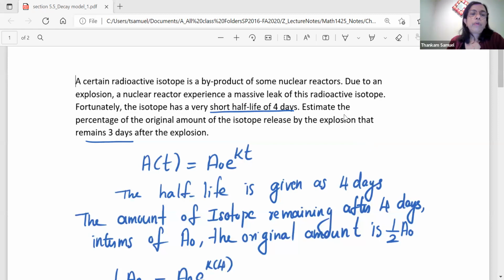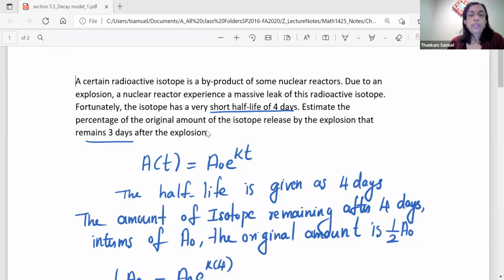Hello, today we are going to talk about an application problem based on the exponential decay model. So let's consider an example. A certain radioactive isotope is a byproduct of some nuclear reactors. Due to an explosion, a nuclear reactor experienced a massive leak of this radioactive isotope. Fortunately, the isotope has a very short half-life of 4 days.